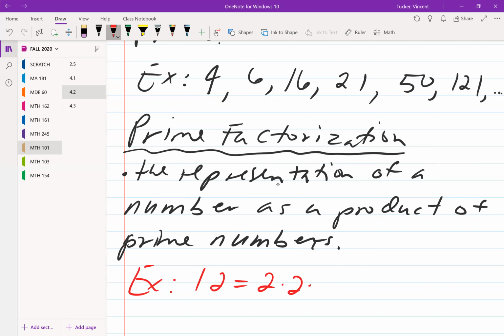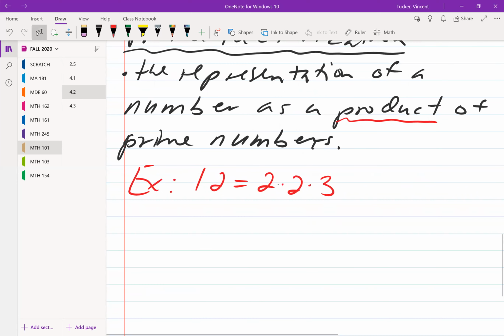So we talked about those to get here. Talking about the prime factorization of a number: the representation of a number as a product of prime numbers. Product means multiplication, so the multiplication of prime numbers. So going back to that 12, 2 times 2 times 3 is the prime factorization of that 12. 21 is 3 times 7. Each one of the numbers that you're using to multiply has to be a prime number.